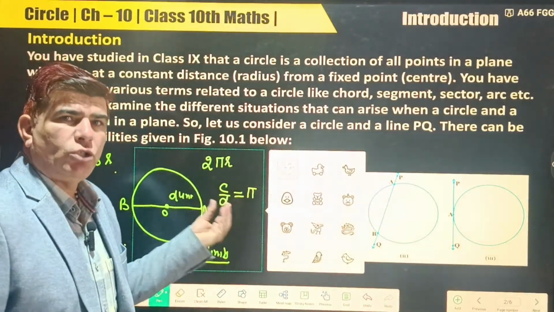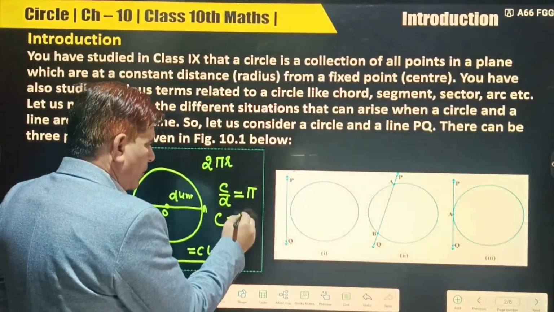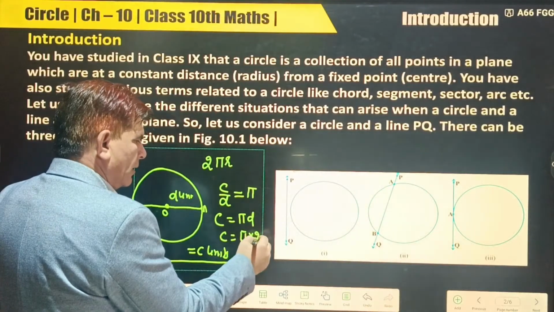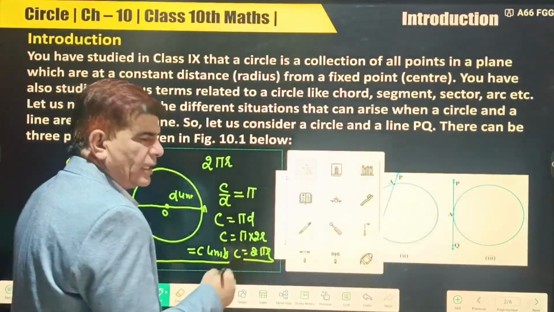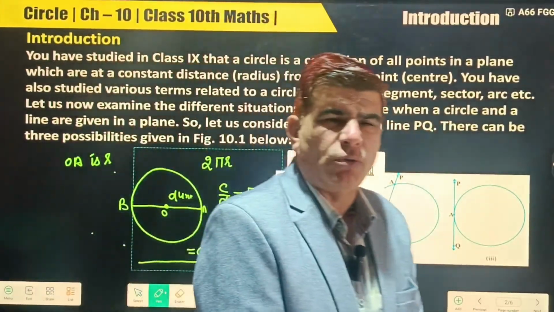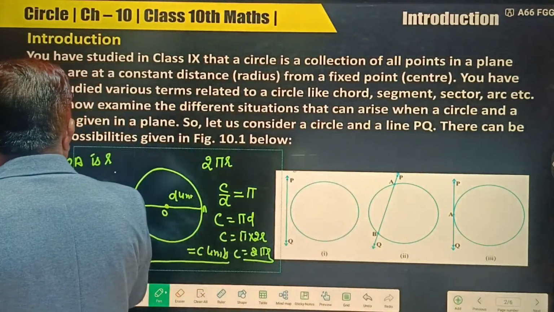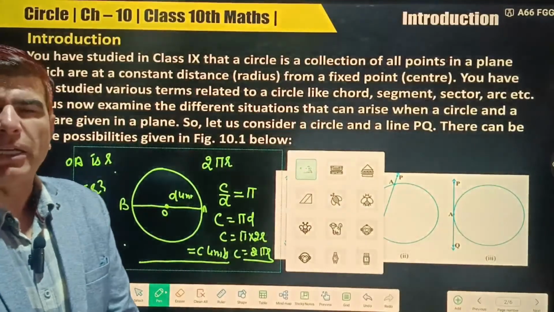Pi is approximately 22 by 7. So C equals pi D, and D equals 2r, twice the radius, so C equals 2 pi r. That's why this is the circumference of the circle. Then the area of the circle is pi r square.